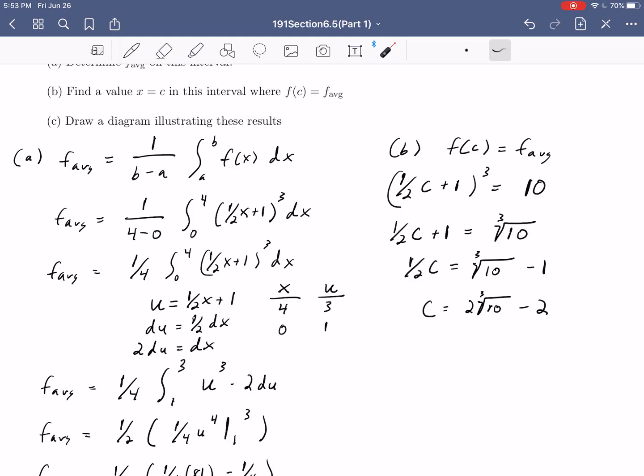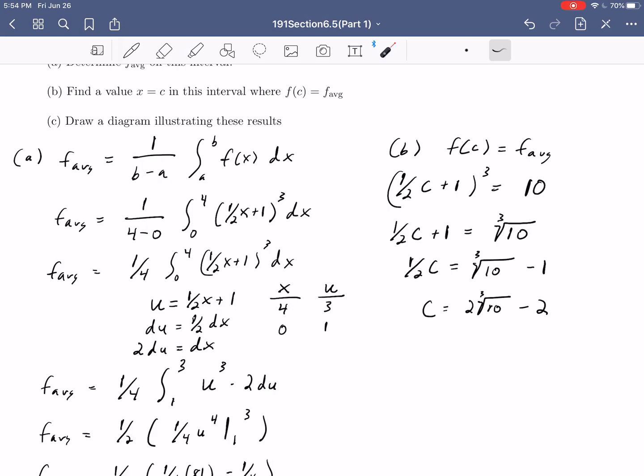Now, obviously, we can just leave it exact like that. There's nothing wrong with an exact answer like that, even though it has that cube root in it. But considering that we are going to sketch a graph, it might not be a bad idea to get a rough approximation of the size of that value. So if you have your calculator, you can go ahead and figure out an approximation for that. 2 times 10 to the 1/3, and then minus 2.